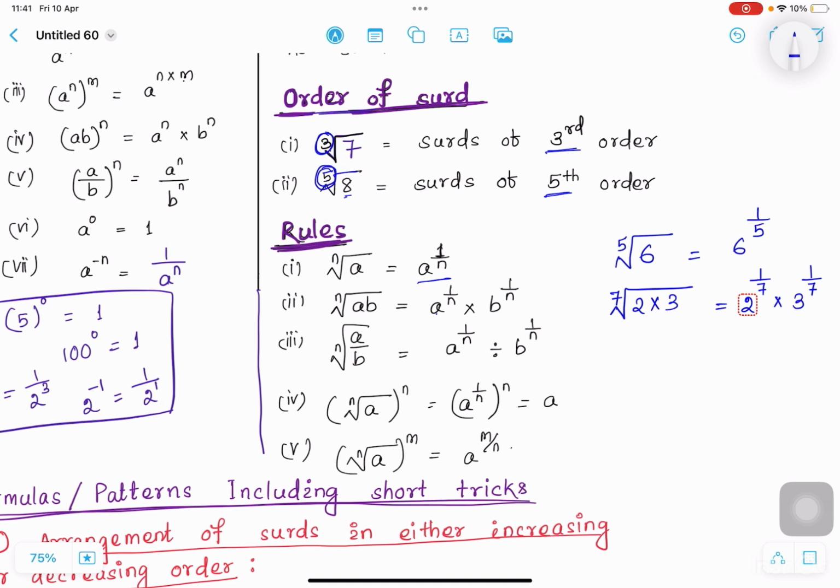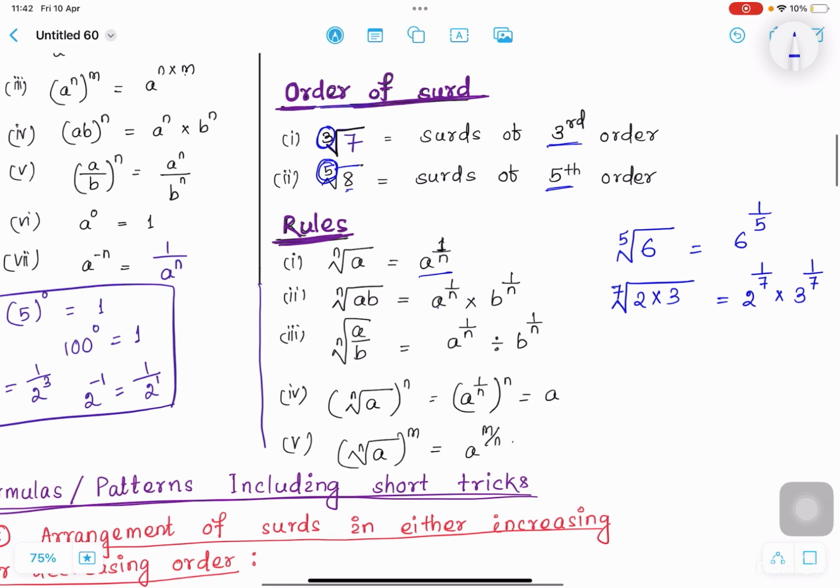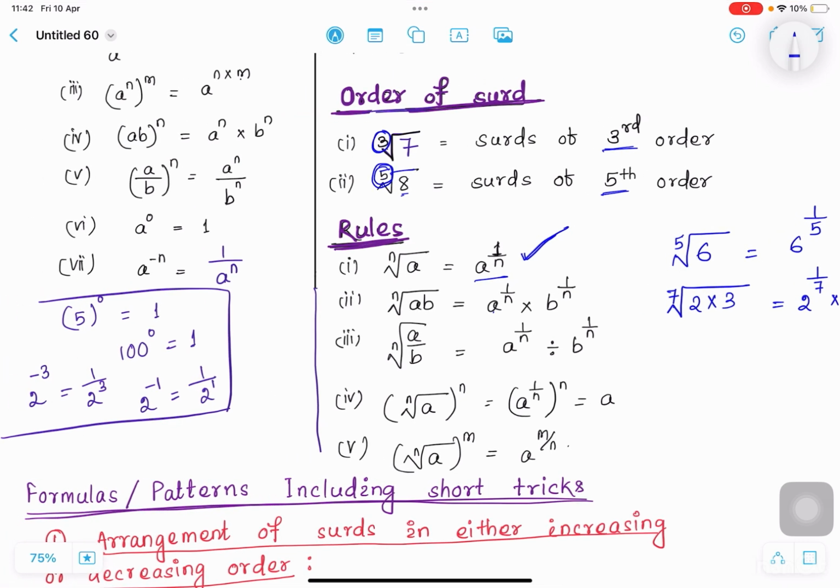For the n-th root of a by b, we can write a to the power 1 by n divided by b to the power 1 by n. If I am writing the n-th root of a to the power n, we can write a to the power n to the power 1 by n. From this formula, a to the power n to the power m equals n into m, so we can write 1 by n into n, and cancel, it will be 1. So a to the power 1 equals a.